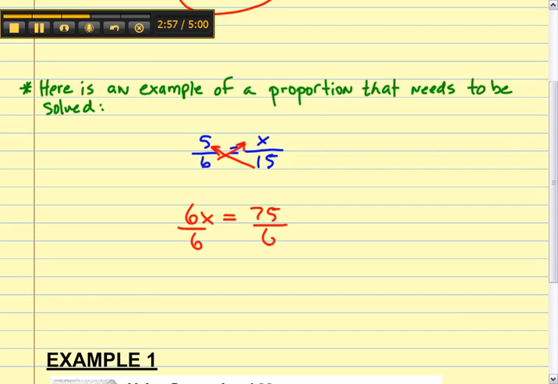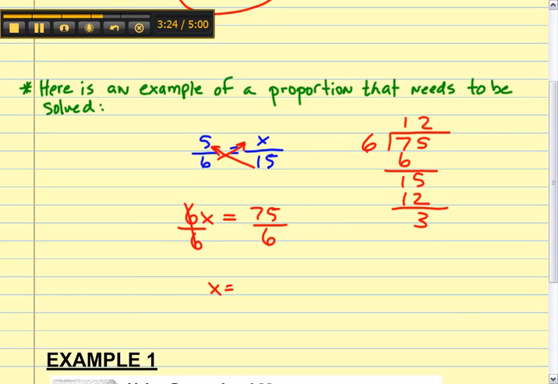So let me ask you this. What is 6 divided by 6? That's just 1, right? So these just go away, and they leave me with x. Let's see how many times 6 goes into 75. 1 times 6 is 6. Subtract, I get 15. How many times does 6 go into 15? Twice. 2 times 6 is 12. And then 3. I don't have anything to bring down.